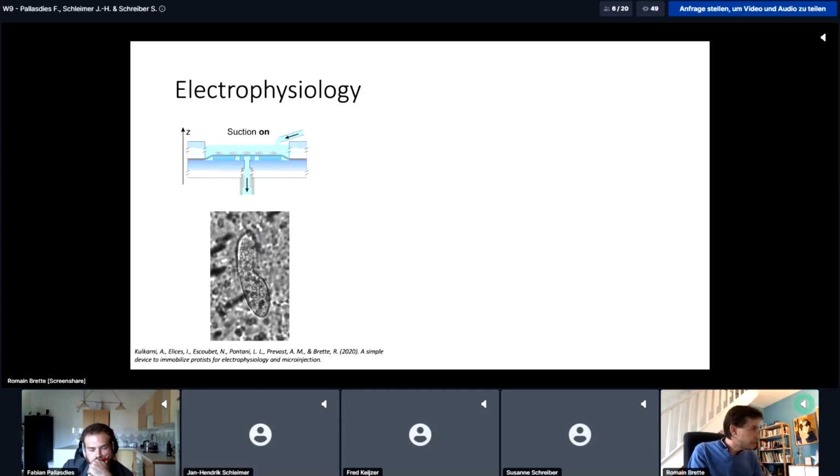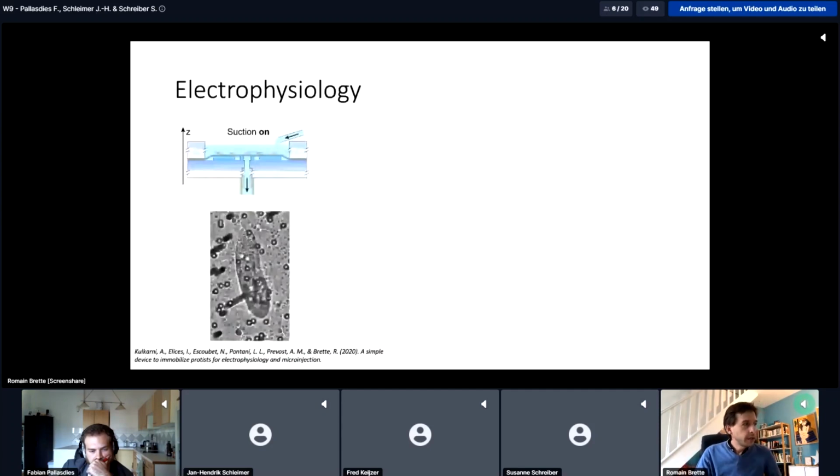And so you can see here, I'm not sure you can see the movie clearly, but the cell is immobilized against the filter, and you can see the cilia beating. And once you have that, you can stick 2 electrodes in it, stop the pump, and then the cell is kind of pinned to the filter, to the slide, and then you can do some electrophysiology.